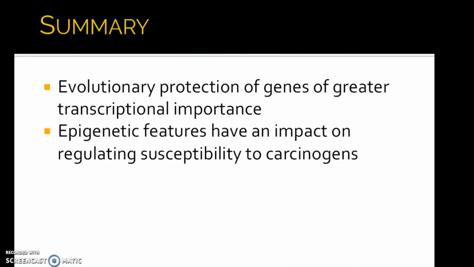This study found that the open and accessible euchromatin is more protected from UV-induced lesions than heterochromatin. This could be because the sites that are more susceptible are often highly repeated and less transcriptionally important. It could also be an evolutionary protection mechanism which protects the more important genes.